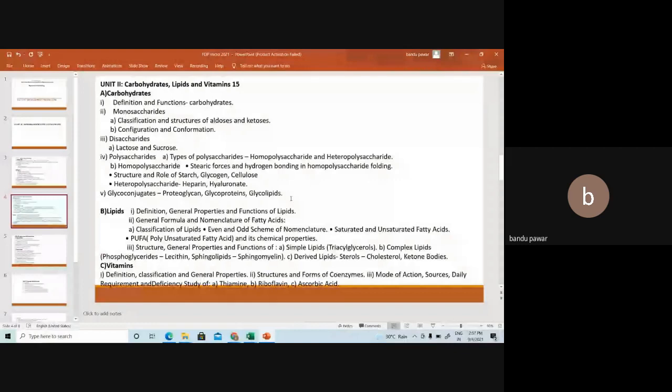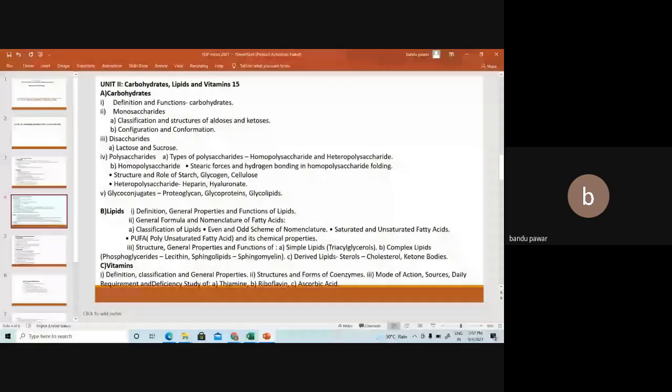Dihydroxyacetone is a carbohydrate. It is not an optically active carbohydrate. The rest of all carbohydrates are optically active, but dihydroxyacetone is an optically inactive carbohydrate.